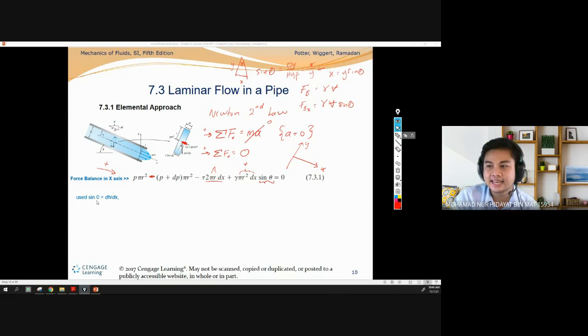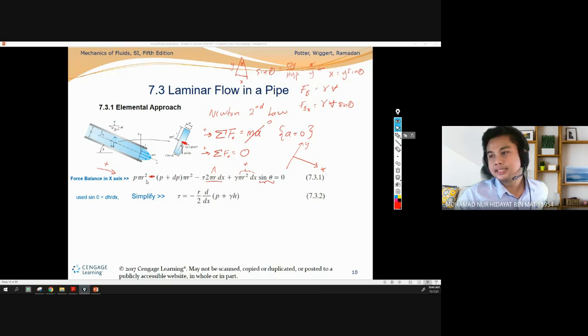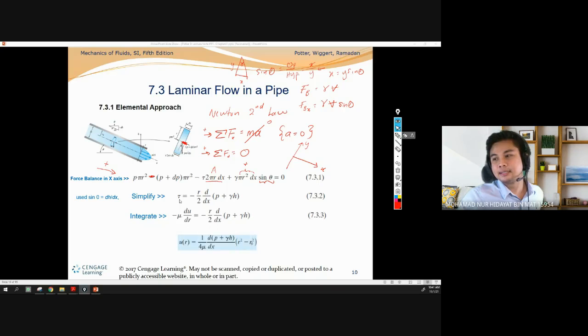Alright. We use the sine theta equal to dh over dx. Remember that I used before this dh over dx. And then we simplify this equation because the right hand side is equal to 0 and lead to the tau equal to negative r over 2 d over dx pressure plus gamma h. This is the simplified version from the equation 731. You try to divide all these and then you simplify, you move around. Basically, I have done this one from my solution. It is correct.